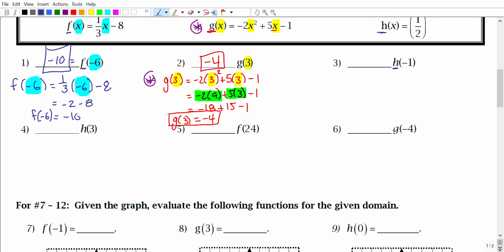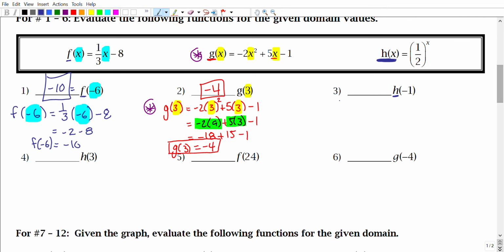Well, I see an h here, so I'm going to use this one right here. I'm going to use h of x. But instead of writing an x, I'm going to write a negative 1. Actually, let me scoot up here a little bit. So I get h of negative 1 equals, well, there's a 1/2. And then instead of an x, I'm going to substitute in, let me use my highlighter here so you guys can see it. Instead of an x, I'm going to put in a negative 1. All right?